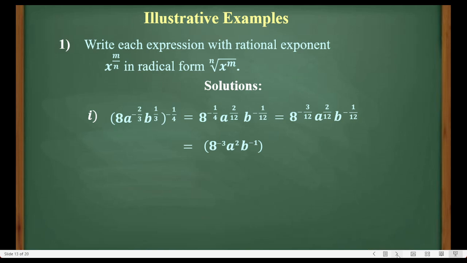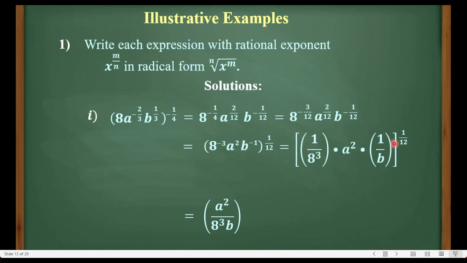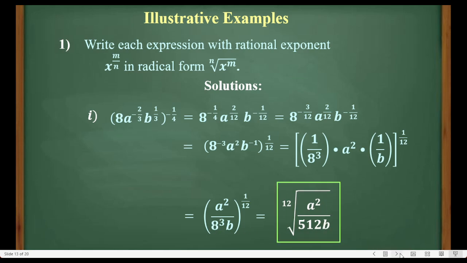And b to the negative 1, quantity raised to 1/12. Those factors with negative exponent, we reciprocate them so that their exponent will become positive. So that will give us 1 over 8 cubed times a squared times 1 over b raised to 1 over 12. And from here, if we're going to simplify this, we will have a squared over 8 cubed b, quantity to the 1 over 12 power. And from here, this will become the 12th root of the quantity a squared over 512. That is actually 8 cubed b. And this is the answer.